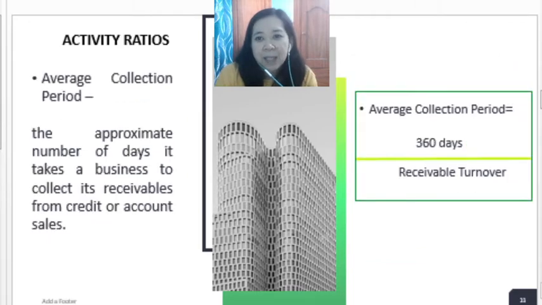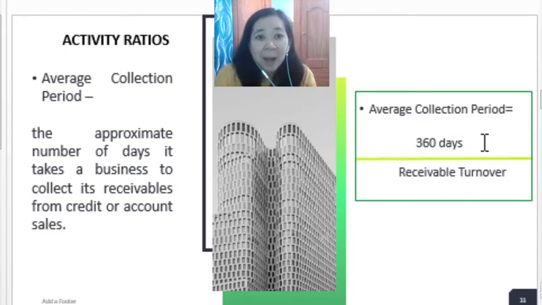Next, what about this one, average collection period? This ratio is related to the receivable turnover. Here, we determine the number of days exactly. How many days would the entity wait before they can collect their receivables? This ratio approximates the number of days it takes a business to collect its receivable from their credit or account sales customers.